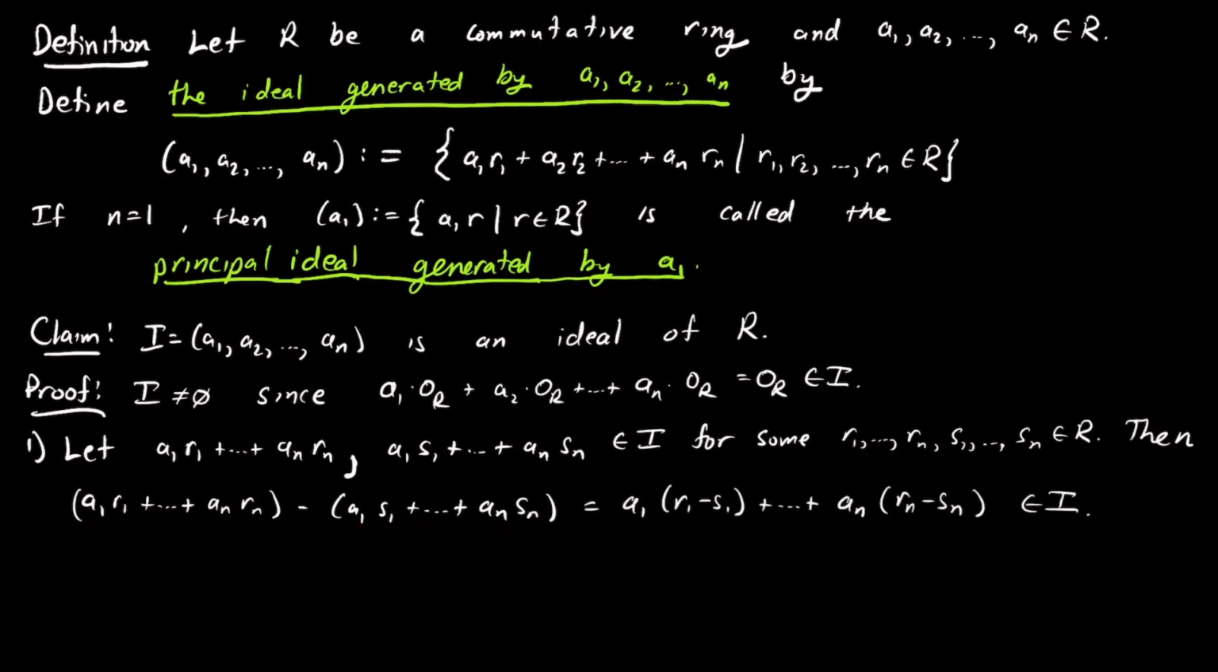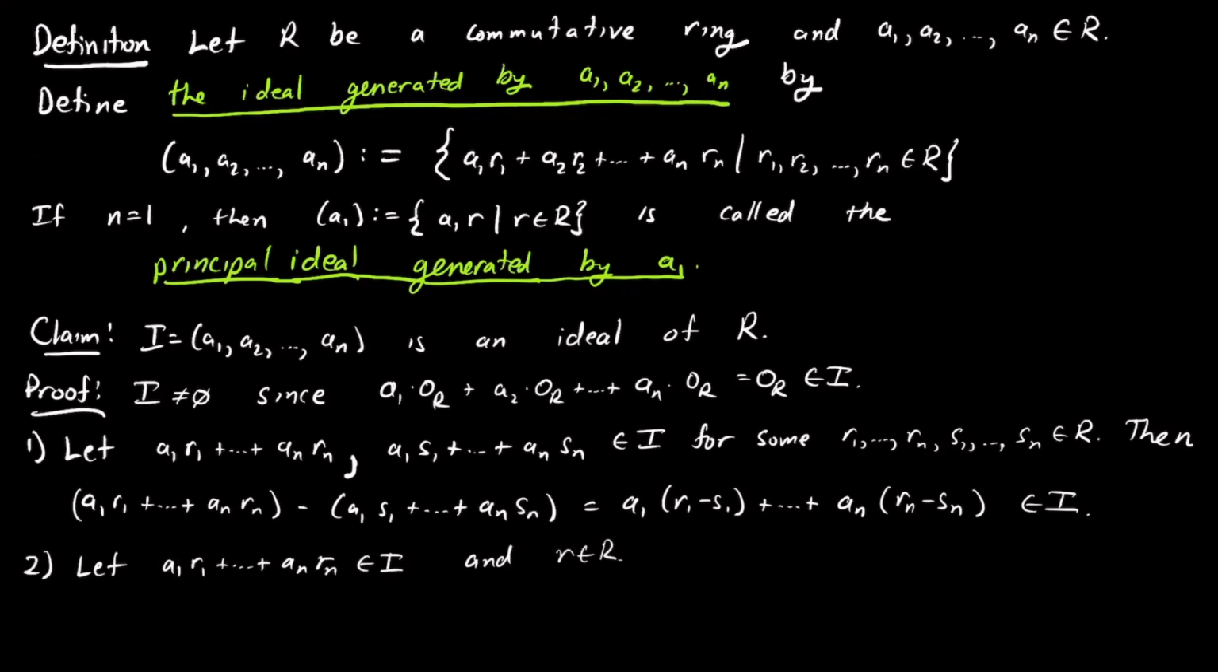Well, when I do some arithmetic, I get that this is just A1 times R1 minus S1 plus A2 times R2 minus S2 plus all the way up to AN times Rn minus Sn. And I notice that I have A1 times an element of R plus A2 times an element of R, and so on and so forth, plus AN times an element of R. So I've created an element of my ideal and I'm closed under subtraction.